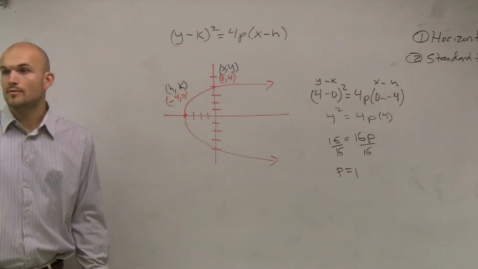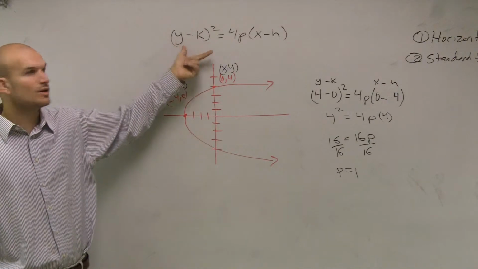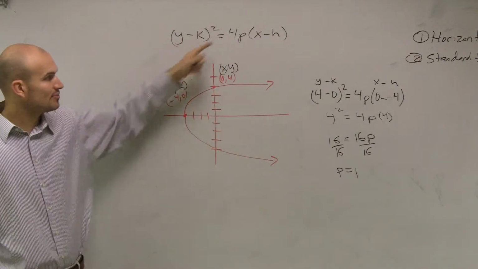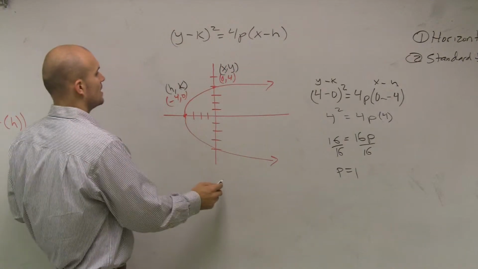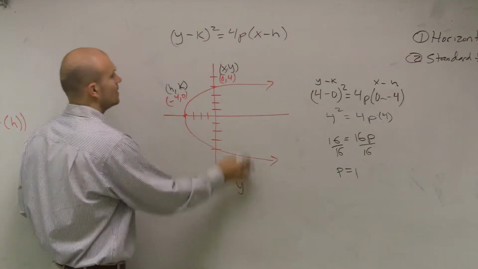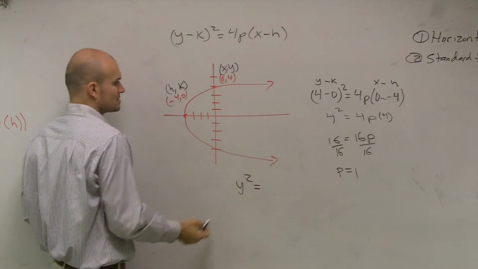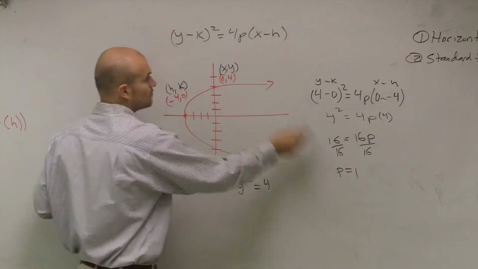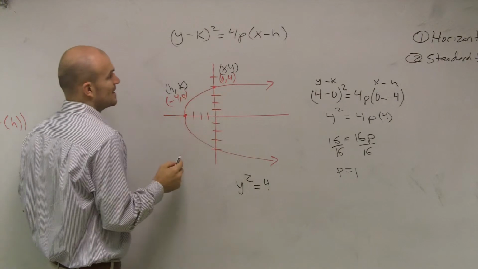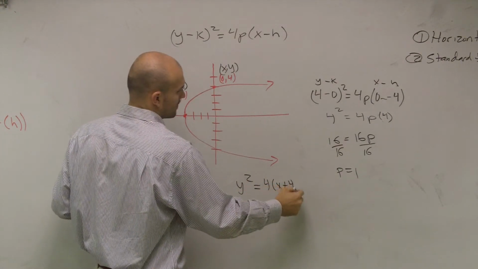So now to plug it in, we don't need to plug in our point because the standard form is going to represent all of our points. So we want to keep the y and the x, but we can plug in our vertex now, which is going to be our h and k. So we'll just have y squared equals, y minus k, which is 0, so we can just write y squared equals 4 times 1, which is just 4, times our x minus h, which is going to be x plus 4.